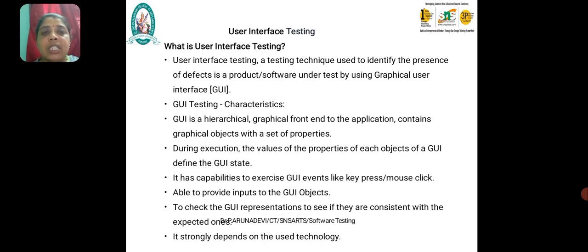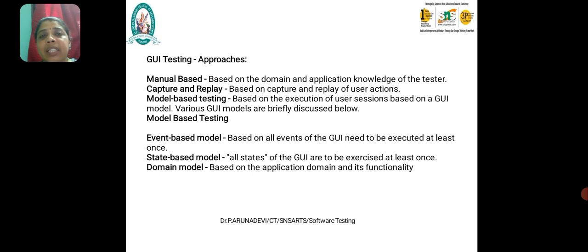So here the capacity to exercise GUI events is like key pressing, mouse clicking, dragging, dropping, deleting. Using the mouse operations also we can easily identify the operations. So it is able to provide input to the GUI objects. GUI representation will see the consistent expected ones. So it strongly depends on the technology used also. Based on the technology, GUI interfaces vary from one environment to another.